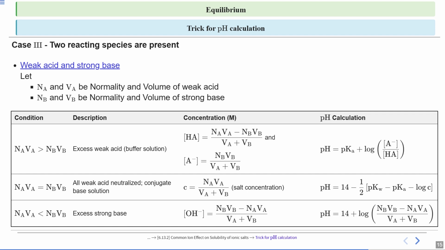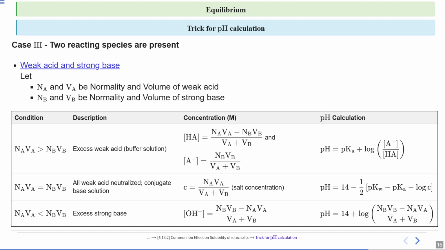How do we calculate the concentration of that excess acid which is left after the neutralization? So that will be NaVa minus NbVb, the contribution from acid, divided by the total volume. What about the salt's concentration or the conjugate base concentration? So both are the same. That would be simply the contribution of base divided by the total volume Va plus Vb.